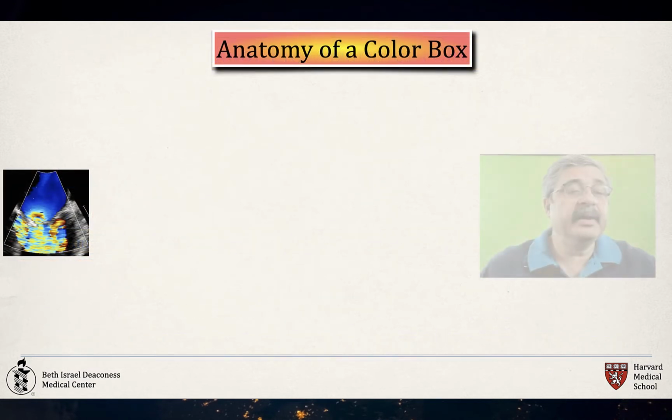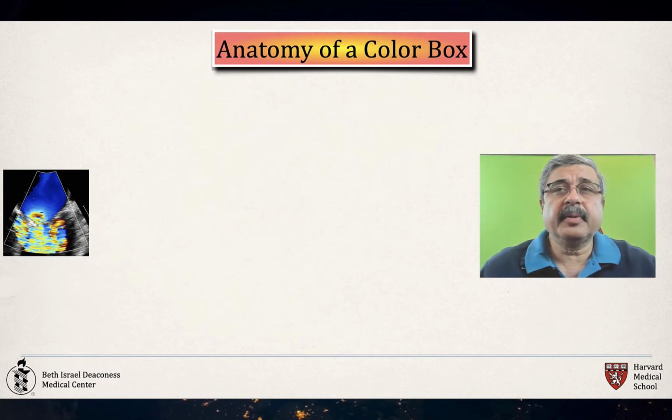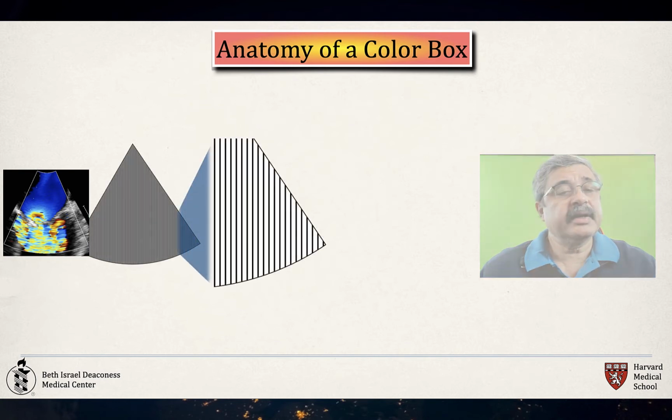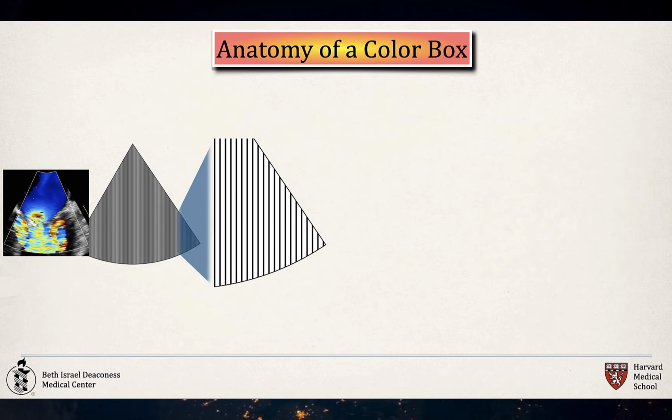We're all familiar with this color flow Doppler box that we place on valves to assess for the severity of regurgitation. Now, let's go over the anatomy of a color box in greater detail. If you look at it in a little bit more zoomed fashion, you will be able to recognize that it consists of multiple scan lines.